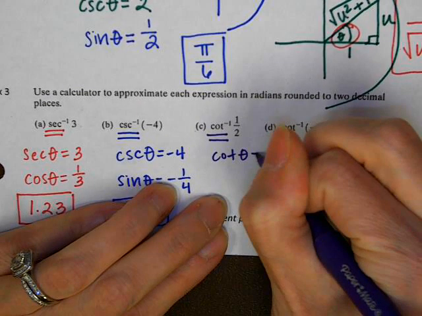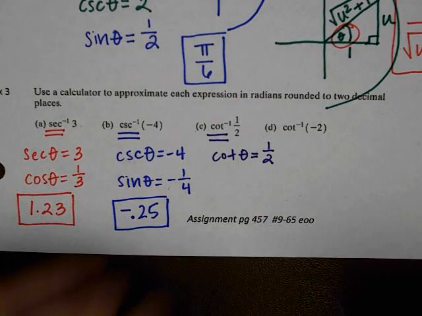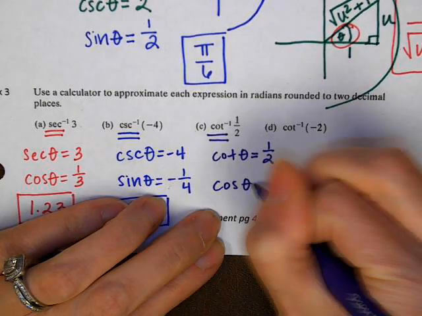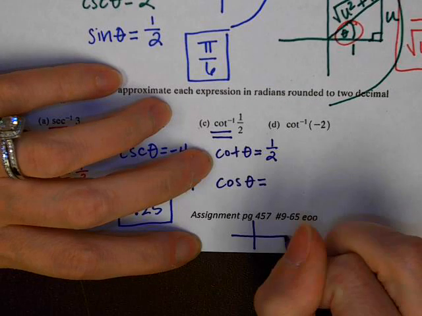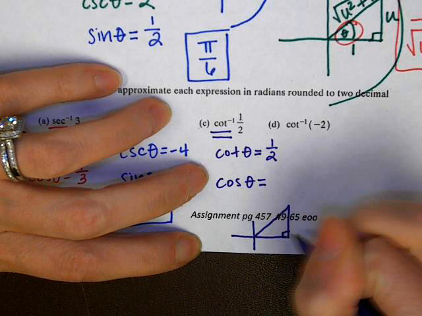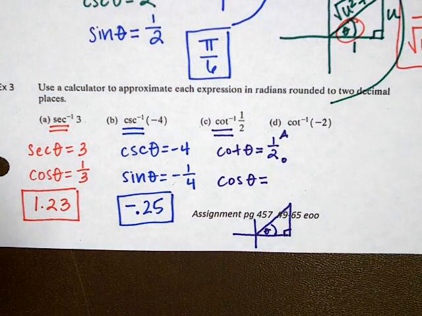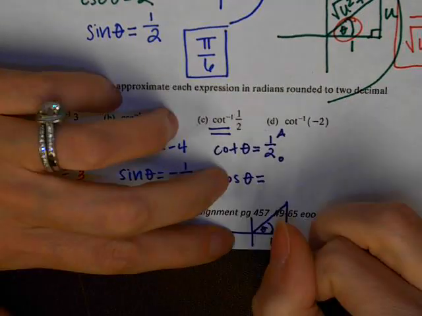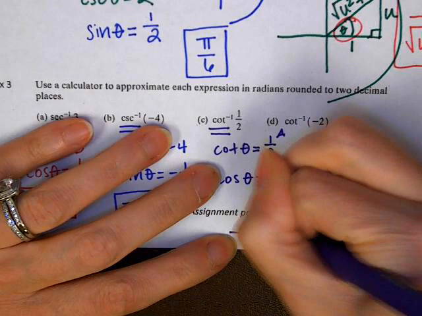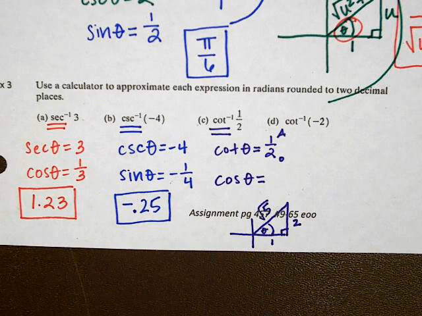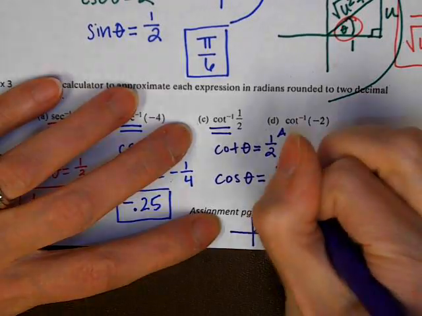This really means when is cotangent 1/2? But what does that mean in terms of cosine? And in order to do that, you might have to draw a little triangle. All right, so if cotangent is, well, that's what? A over O, right? So the reciprocal of TOA. So A over O, 1/2. Pythagorean theorem gets you √5 for the hypotenuse. So what would this be in terms of cosine? A over H, so 1 over √5.